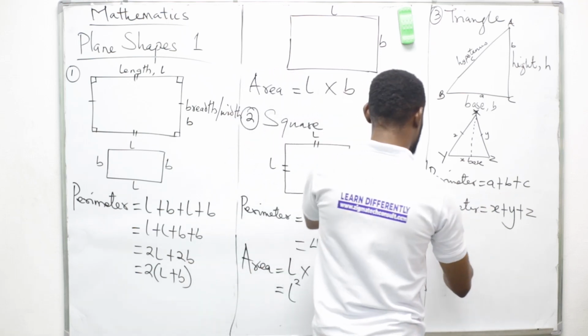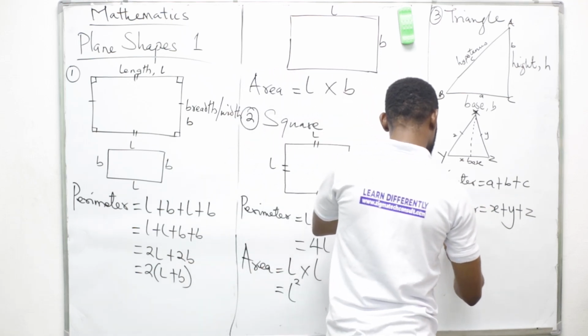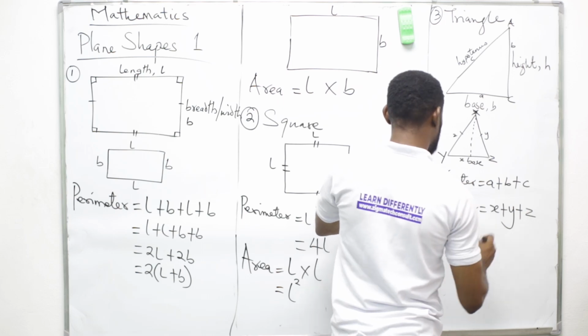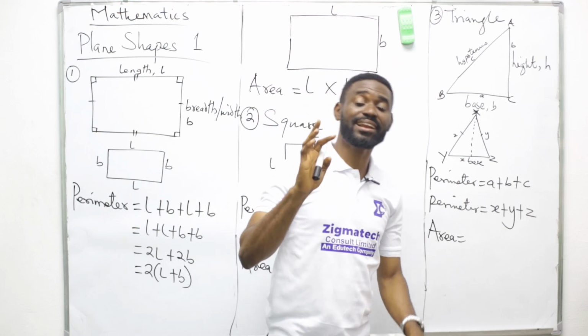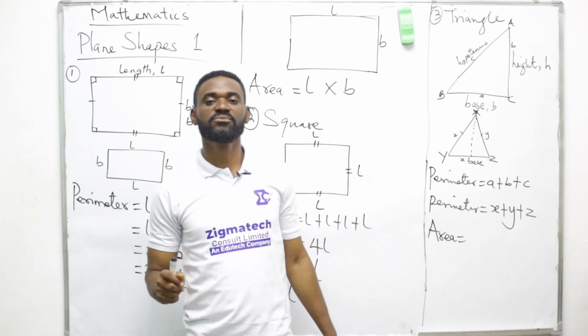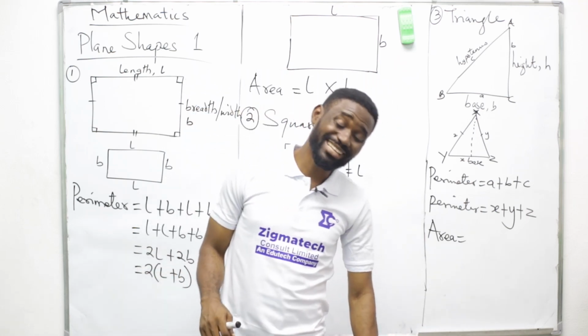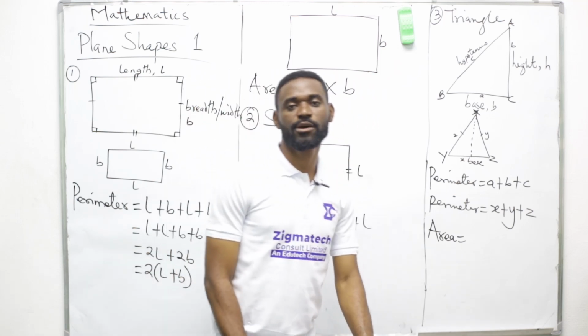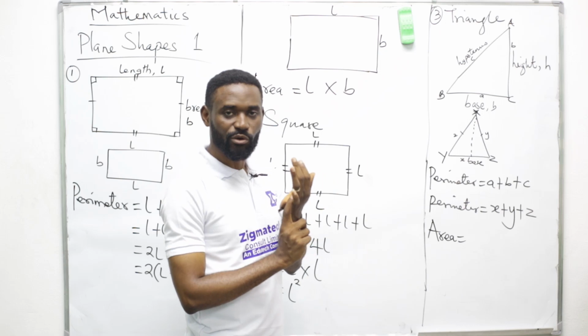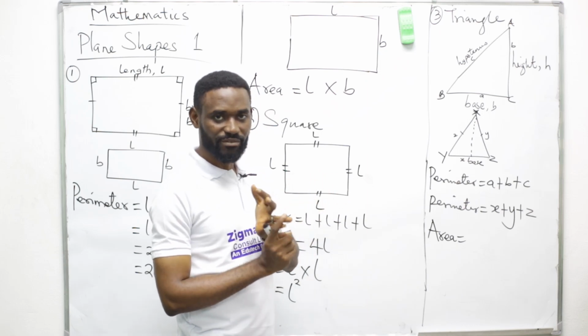Then for the area of a triangle, okay? Now, 2 very important factors or parameters that we use in getting the area of a triangle are the base of the triangle and the height of the triangle.